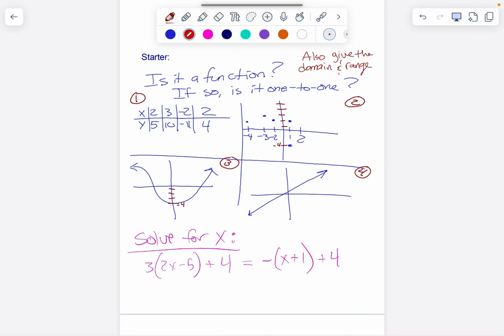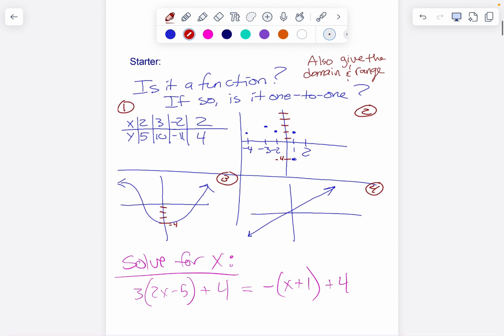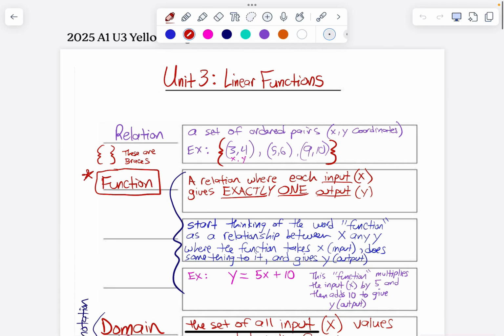So just a reminder, I will talk about the one-to-one concept in functions today, but I asked you to not worry about that. But domain and range, we did get to that on Friday a little bit. Let's see how that went too. Okay, first thing I'd like to do is quickly review what a function is.